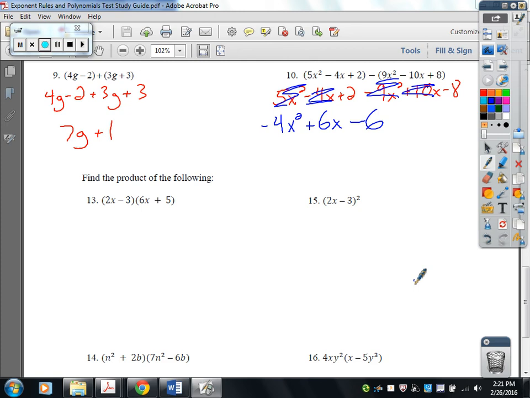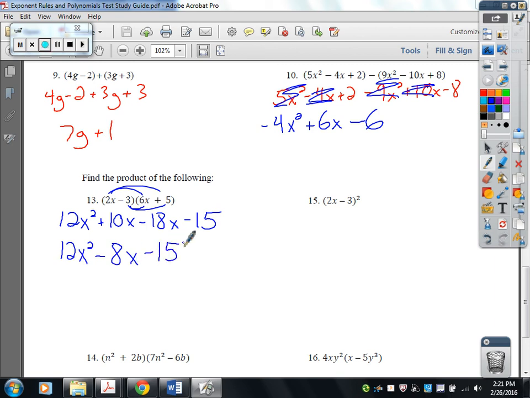Moving on. This is going to be double distribution. So 2x times 6x is 12x squared. 2x times 5 is positive 10x. Negative 3 times x is negative 18x. Negative 3 times 5 is negative 15. So this becomes 12x squared minus 8x minus 15.